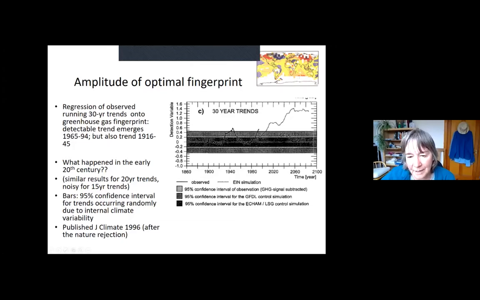And so that's from the observations in black, and then the dashes is a model simulation, a very early one that Uli Cubasch ran, the early industrial experiment that started in 1935, and you can see that in that model run you expect a similar kind of increase a little bit later, as you see in the observations.